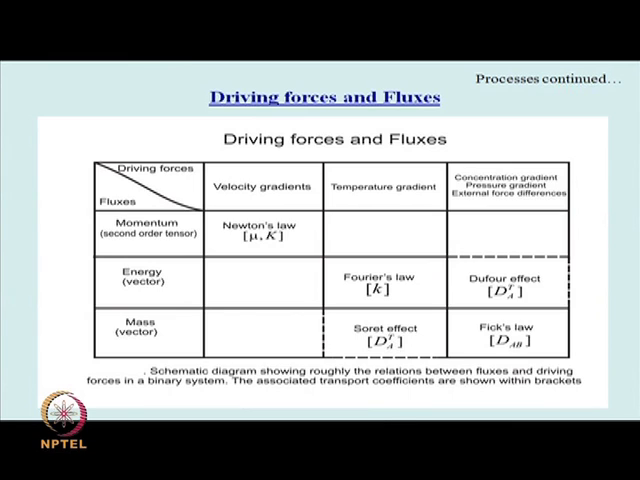But there are two other effects which need to be taken into account, which are shown here as the Dufour effect and the Soret effect. Now, it has been seen that if we create a temperature gradient between two points in a medium, then that will give rise to mass transport between point 1 and point 2.